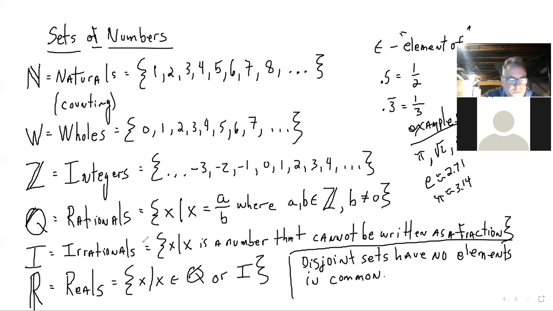I'm not going to write this one down, but two sets are equal. Say I have a set A and a set B. If all the elements in A are in B, and all the elements of B are in A, the two sets are equal. So basically, they have the same exact elements.